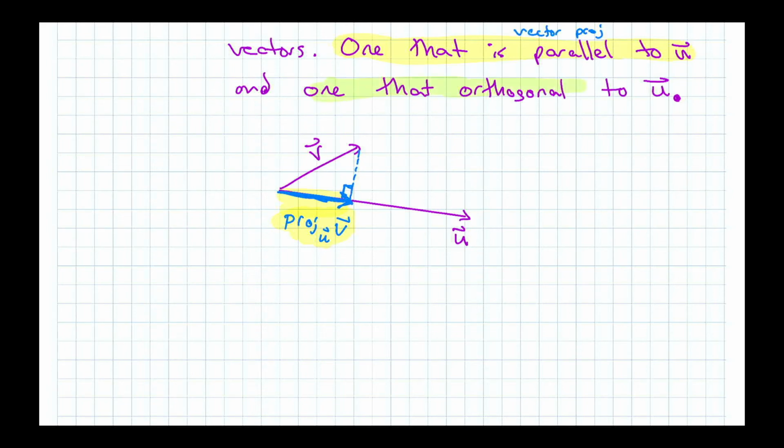Now, the other thing it asks for is a vector that is orthogonal to u. So what about the one that's orthogonal to u? Where does that come from? Well, it's actually on the picture, right? It's actually this.